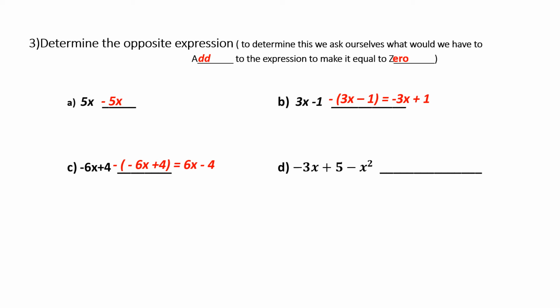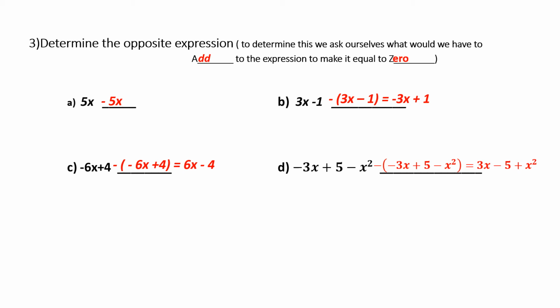If you look at D, you'll notice that this is a trinomial. Now, does that make it a little more difficult? Yes, but we follow exactly the same pattern. I want to change the sign of every single term. So there's 3 terms, I'm going to change 3 signs, which is the same thing as multiplying it by negative 1. Negative 3x becomes positive 3x. Positive 5 becomes negative 5, and negative x squared becomes positive x squared.